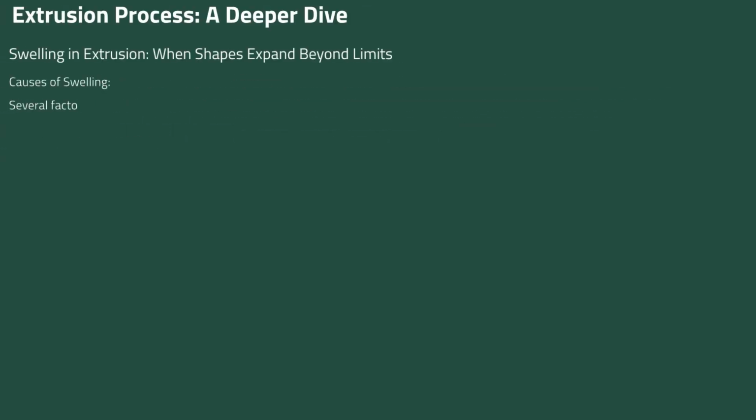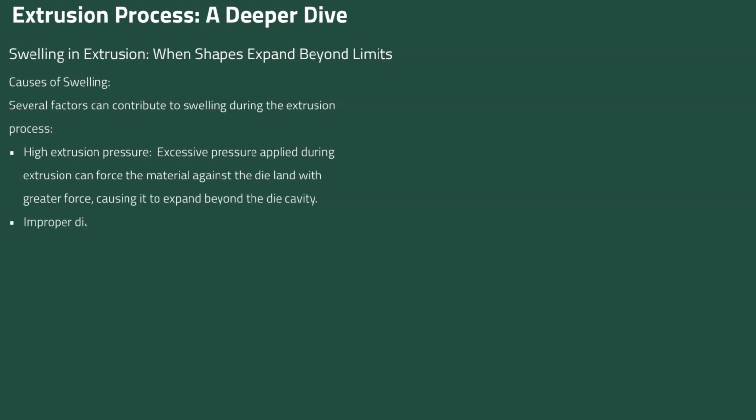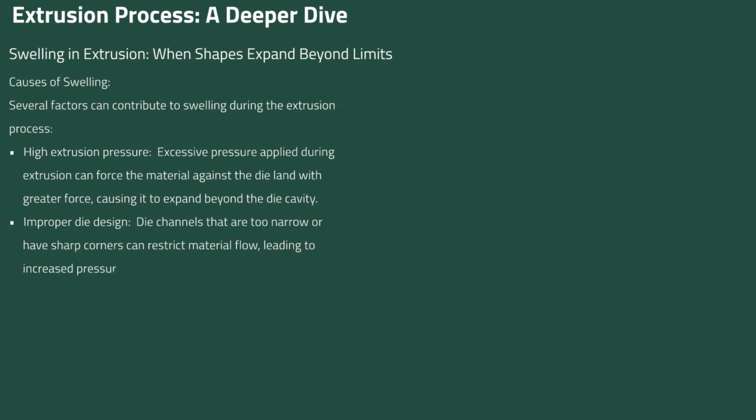Causes of swelling. Several factors can contribute to swelling during the extrusion process. High extrusion pressure. Excessive pressure applied during extrusion can force the material against the die land with greater force, causing it to expand beyond the die cavity. Improper die design. Die channels that are too narrow or have sharp corners can restrict material flow, leading to increased pressure and subsequent swelling.